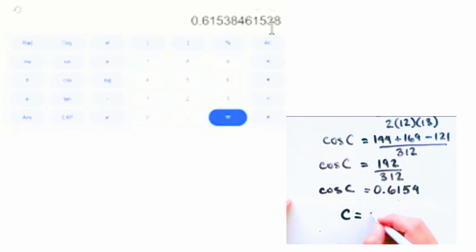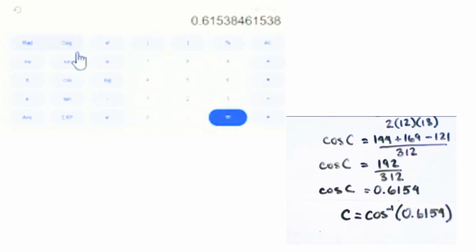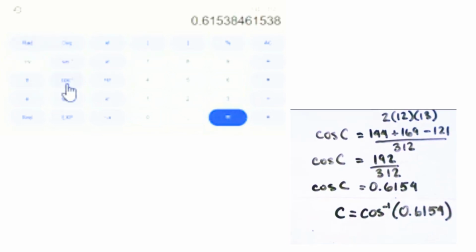I found that decimal value for cosine of c, but in order to find angle c, I have to take cosine inverse. Make sure your calculator is in degrees, so the cos inverse, and it's going to say cos to the negative 1 on my calculator, that's perfectly fine, of 0.6154. And that gives me that c equals 52 degrees.